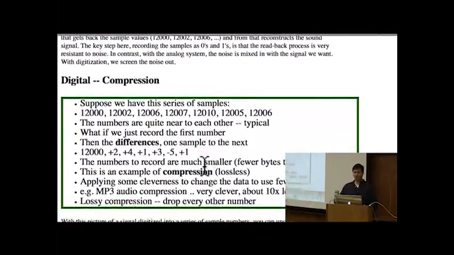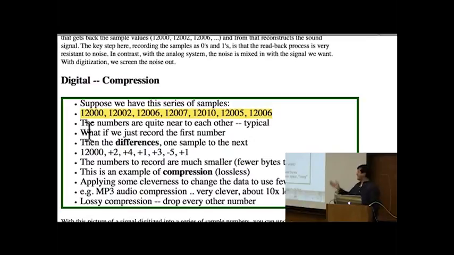All right, so suppose the numbers that I had coming off of my audio CD were these. So 12,000, 12,002, 12,006, 12,007. This is actually pretty realistic, that the sampling is so fast on the audio CD that the signal appears to just change very slowly for sounds that you can hear.